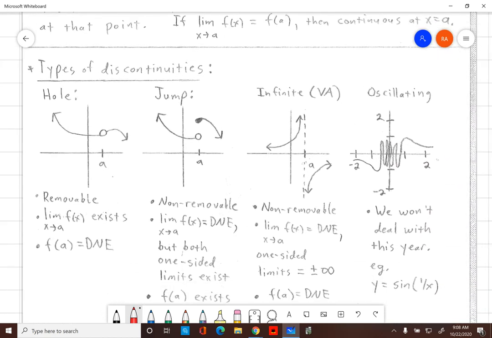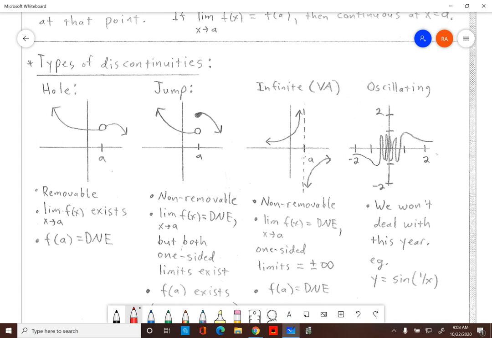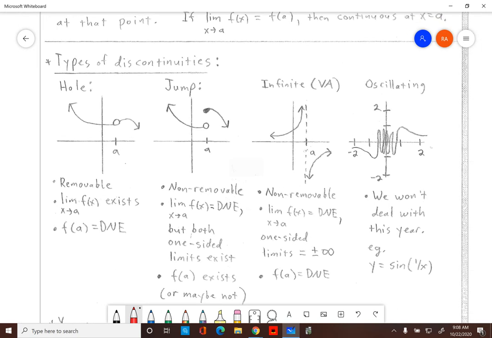So let's talk about the problems. Where do we have problems? Because for the most part, everything's fine. There's no issues or anything. But what we've seen so far is the types of discontinuity. So we have a hole, we have a jump, we have an infinite. And we're really just going to deal with these three.